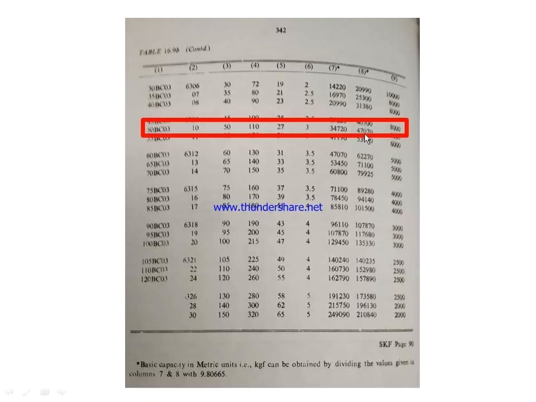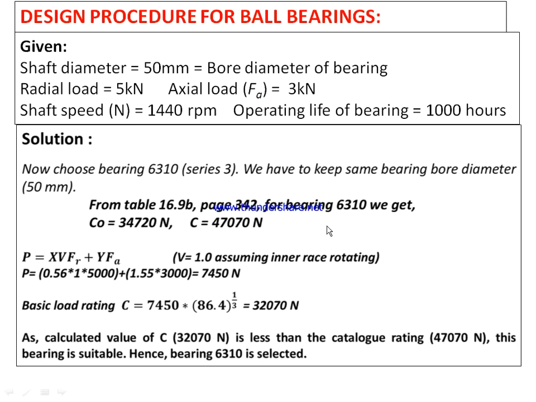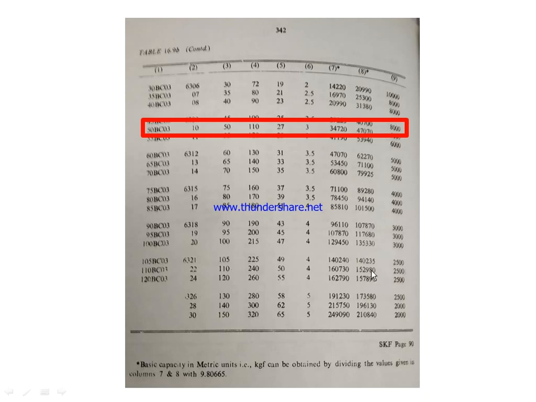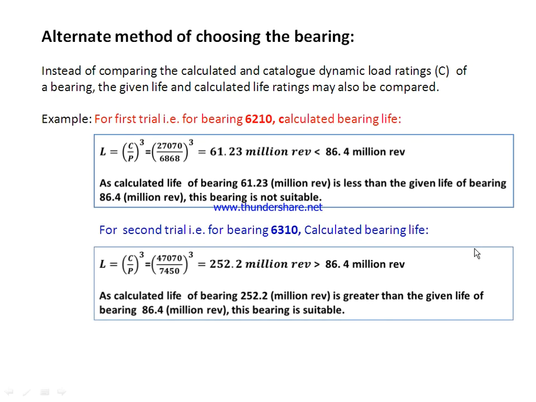Okay. The value of C from the table is 47,070. So we are comparing this value of C, 32,000, with this. This is less than this, hence the bearing selected, that is 6310, is suitable for the given load and operating conditions. Okay. Now alternatively, instead of comparing the dynamic load ratings C, you can compare the life ratings.